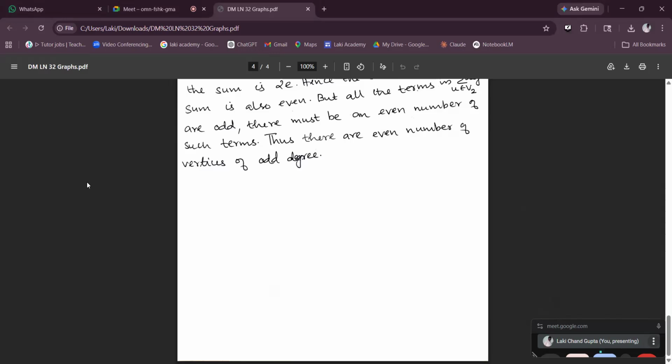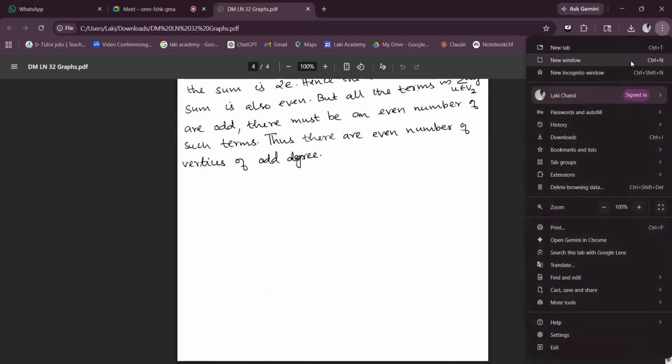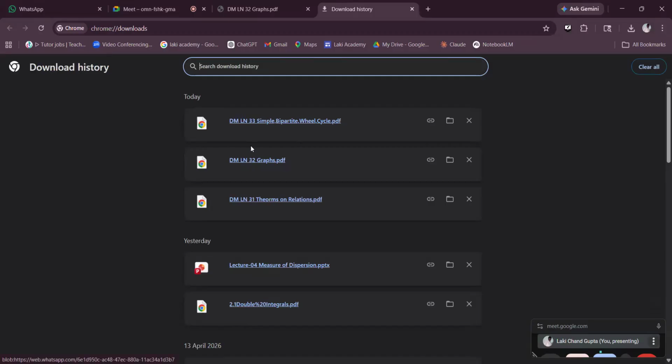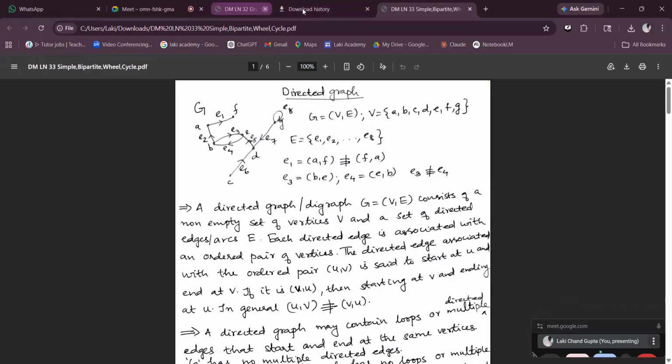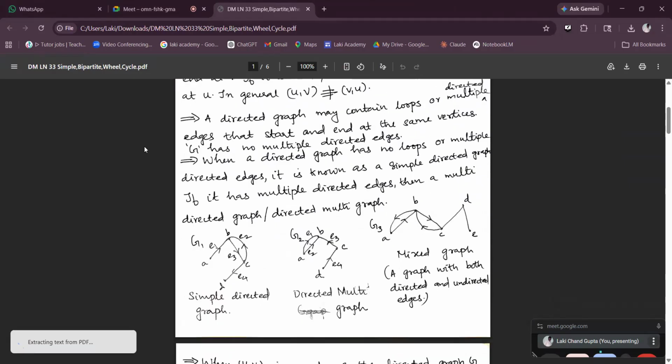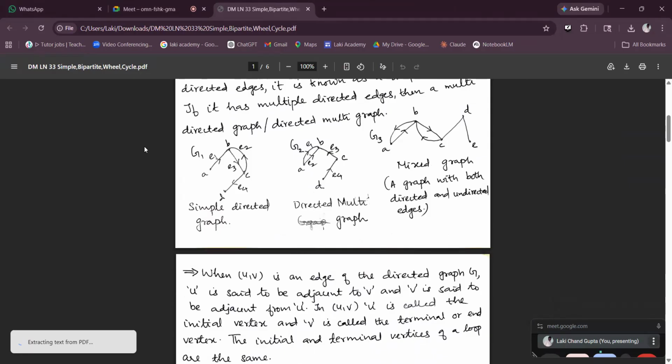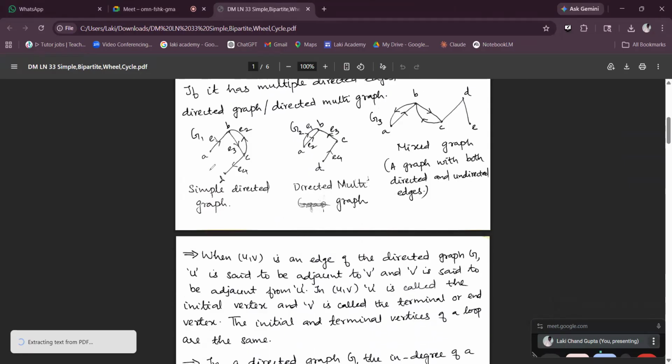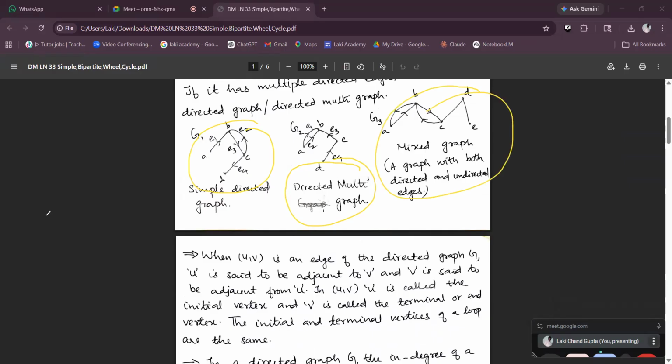So the first PDF is done. Okay. Now I already told you what is a directed graph, right? Yes. This is a simple directed graph. This is a mixed graph. Simple graph, yes. So what is a pseudo graph?